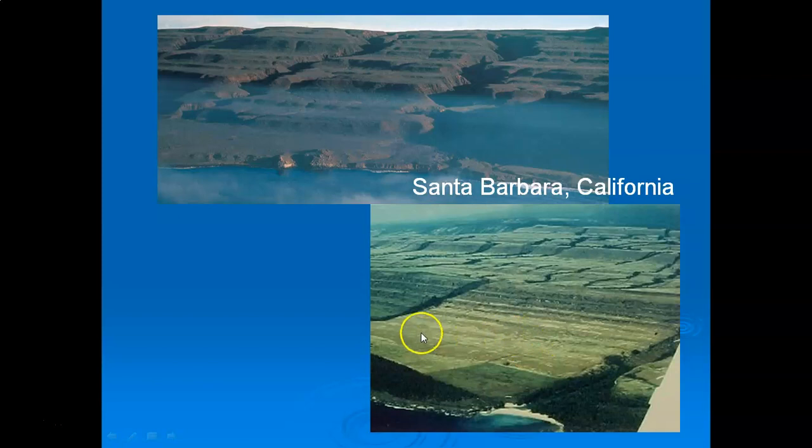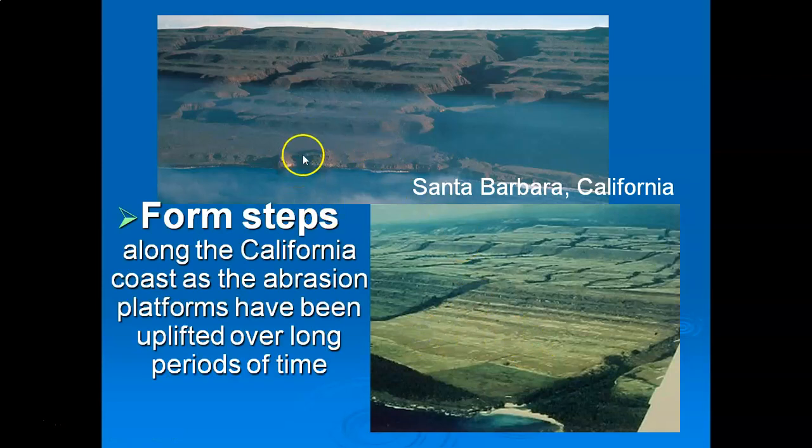And so here are some pictures. These two pictures are near Santa Barbara, California, and you can actually see uplift and uplift. This is over geologic time spans, but you can see the steps representing the former abrasion platforms that have been uplifted again and again.